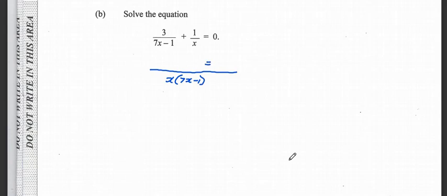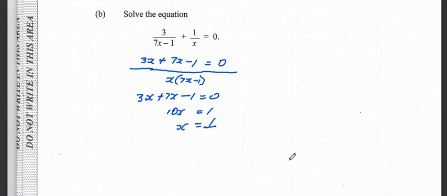Then x goes into the denominator x times, so the result here is 3x, plus x into this denominator will leave us with this term 7x minus 1 times 1 is 7x minus 1, and 0 times this gives us back 0. So now we can get rid of the denominator since all the terms have the same denominator. So it reduces to 3x plus 7x minus 1 is equal to 0. So this gives us 10x is equal to 1. So therefore x is equal to 1 divided by 10. And that is the result.